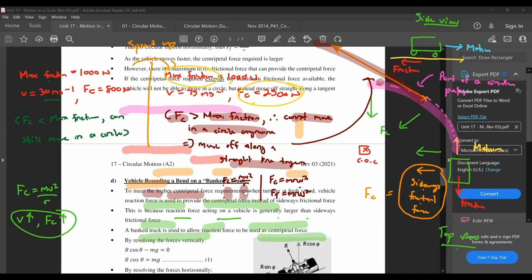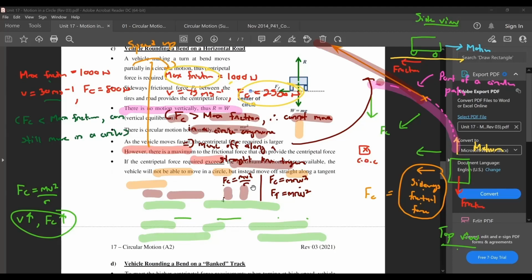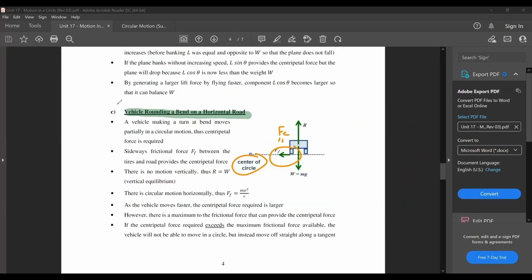So you start to lose control of your car, and your car will just move straight off and fly off somewhere. Okay, right? So basically, there's one part here. Your frictional force that is acting as your centripetal force has a certain limit to it. There is a certain maximum value to your frictional force that can act as your centripetal force.